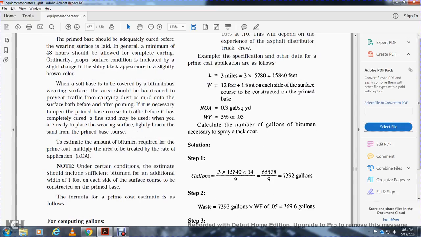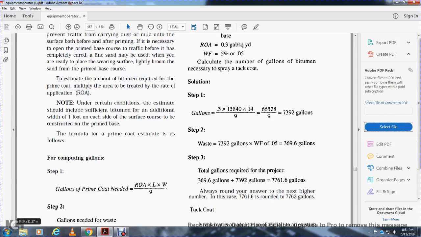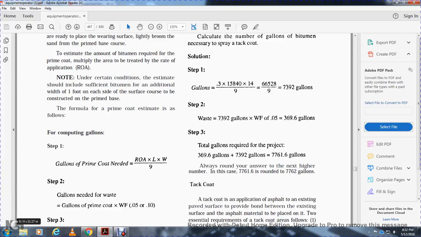Designate the amount of bitumen required for the primer coat. Multiply the area to be treated by the rate of application. In the estimate, sufficient bitumen should be included for an additional width of 1 foot on each side of the surface course to be constructed on the primed base. The formula for the primer coat is as follows. For computing gallons of primer coat needed: rate of application times the length times the width, divided by 9, gives gallons needed per waste factor, gallons of primer coat times the waste factor.